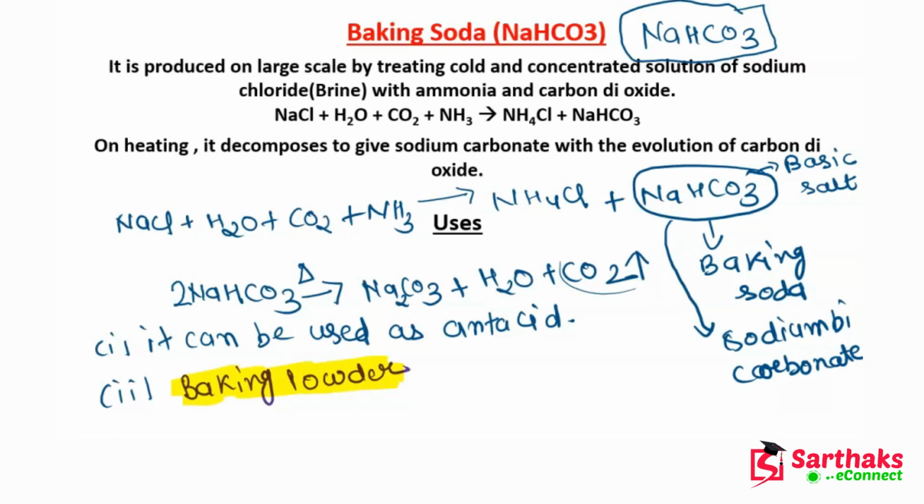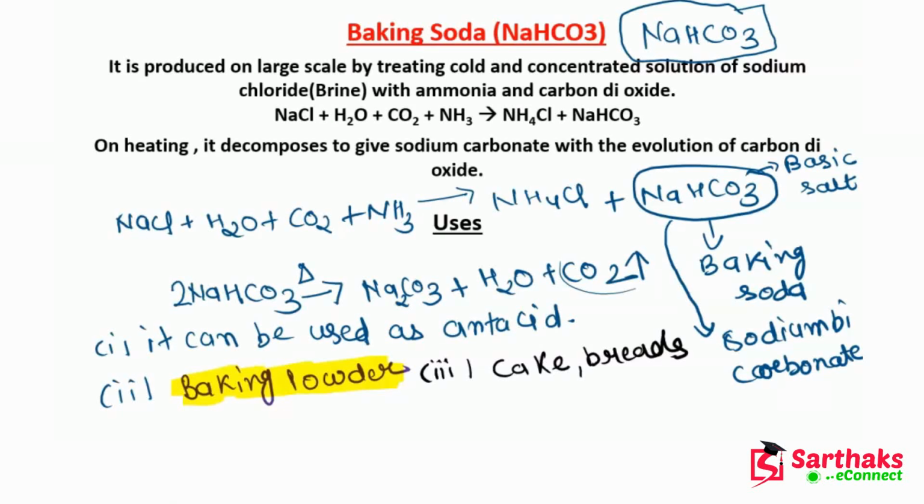Now guys, after understanding this, let's move ahead on the third point or the third use of this baking soda, and it is used in the preparation of cake and breads. Okay, so this point is very important to be understood because guys, you might have seen that cakes and breads are very fluffy. So how do they become fluffy? So they become fluffy because of the baking soda.